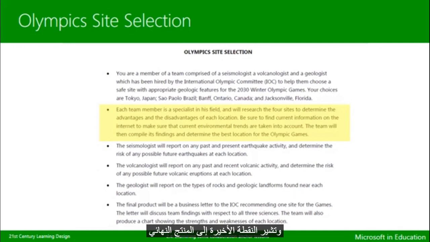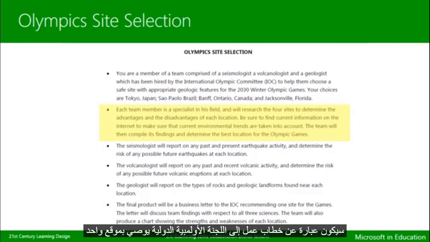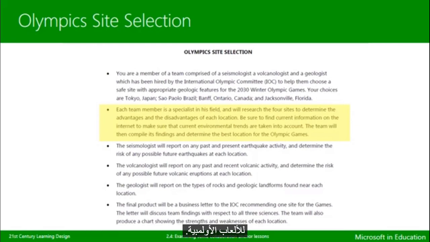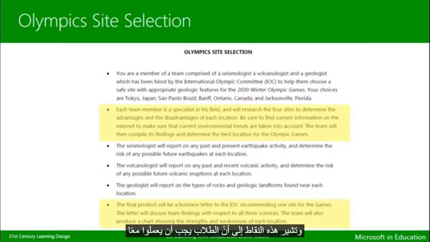And the last bullet point states, the final product will be a business letter to the IOC recommending one site for the Games. The letter will discuss team findings with respect to all 3 sciences. The team will also produce a chart showing the strengths and weaknesses of each location. These bullet points indicate that students must work together in groups to do this activity, and they share responsibility for the work. The students must also make substantive decisions together that require negotiation.